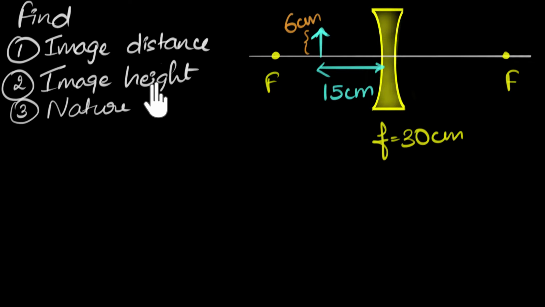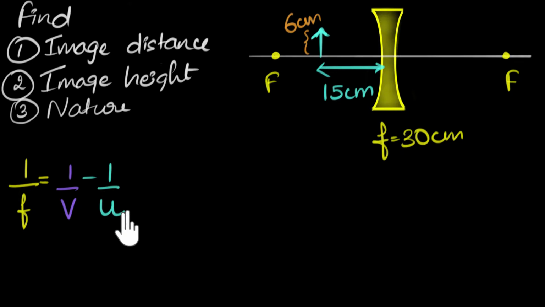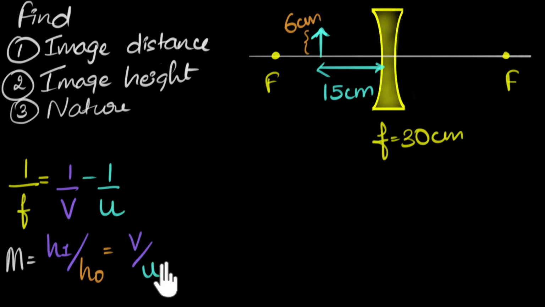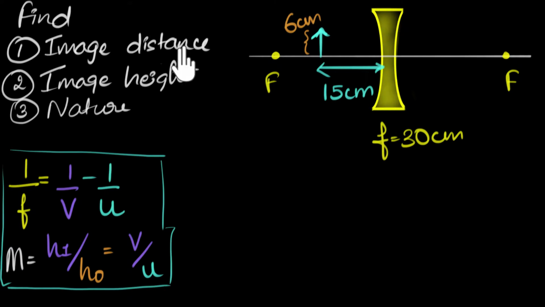Now, when it comes to distances and heights in lenses, there are only two formulae that come to my head. These are the only two formulae I remember when it comes to lenses, and that is the lens formula and the magnification formula. Let's first go ahead and write that down. So the lens formula is 1 over f equals 1 over v minus 1 over u. And the magnification formula is m, the height of the image divided by the height of the object, equals v over u.